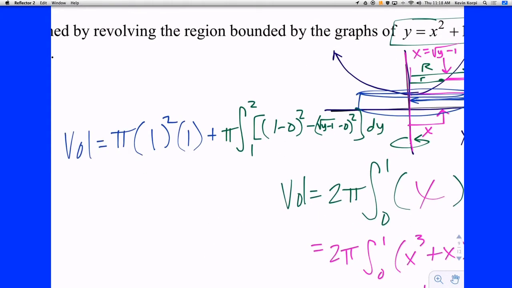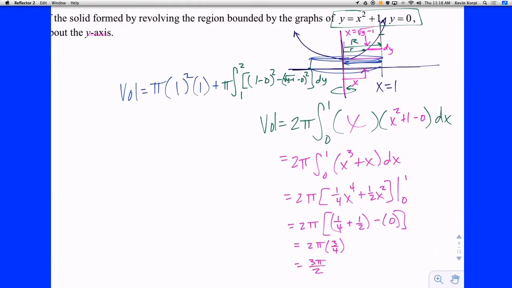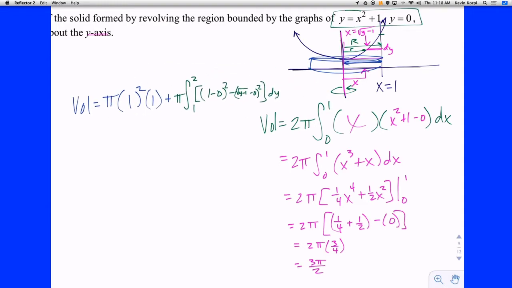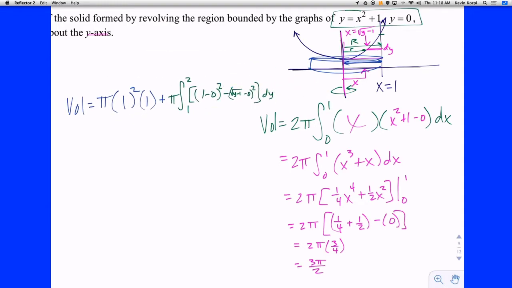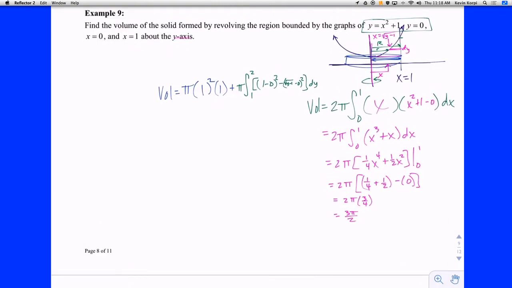Now, I'm not going to evaluate it, but if you did, guess what you'd get? 3 pi halves. Yeah, y'all could verify that over spring break. Okay? It's good to see it from the other perspective. The more we reinforce both methods, you get more comfortable with each of them. All right. So far, so good? Both methods work there. But the shell method was a little bit easier, a little bit faster.